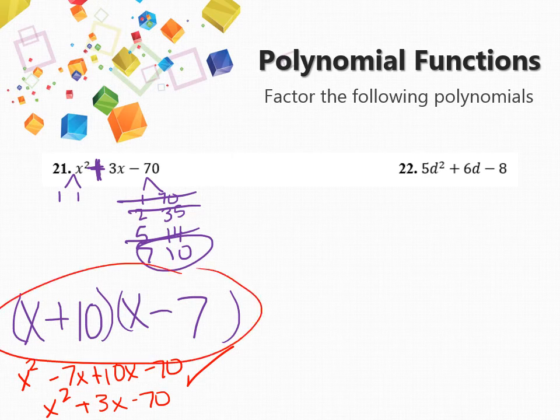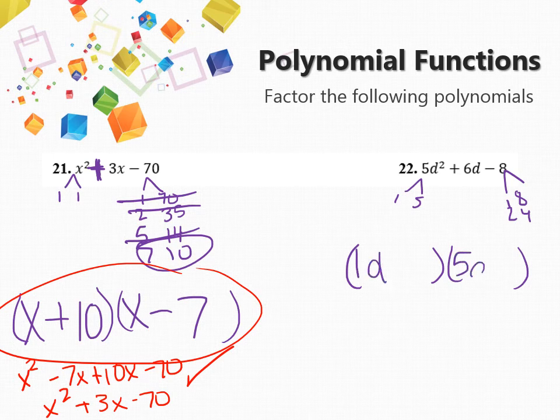Let's take a look at the next one. GCF first. Oh, nothing I can take out. So I'm going to start listing my factors. 1 and 5, 1 and 8, 2 and 4. Ooh, I'm going to have some guess and check here. Let's see. No matter what, I'm going to have a 1 and a 5, right? Like I'm set there. There's one set of factors.